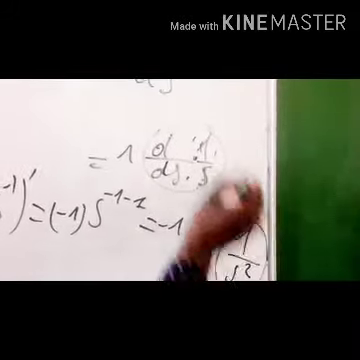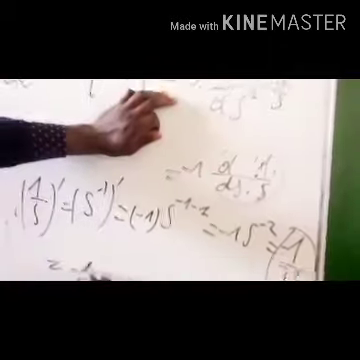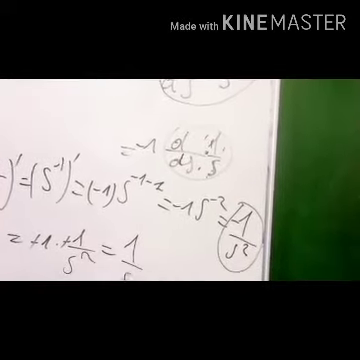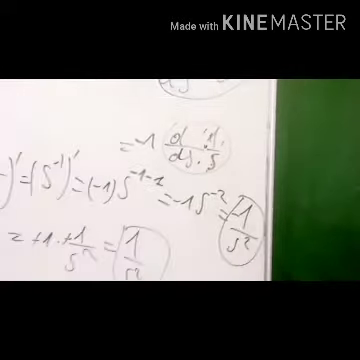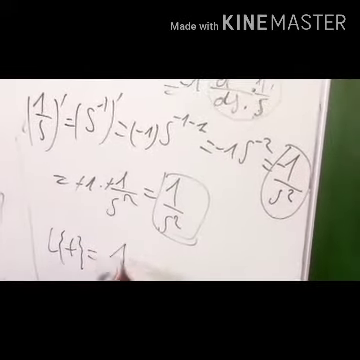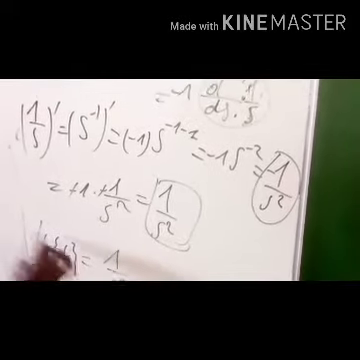By replacing it in this formula, we have negative 1 times the derivative of 1 over s, which is equal to negative 1 times negative 1 over s^2. The negatives cancel, and we get 1 over s^2. So the Laplace transform of t is equal to 1 over s^2. This is a way of using this formula for calculating the Laplace transform.